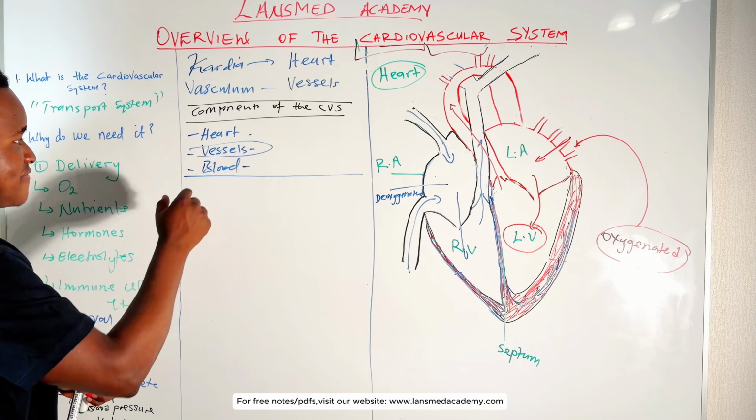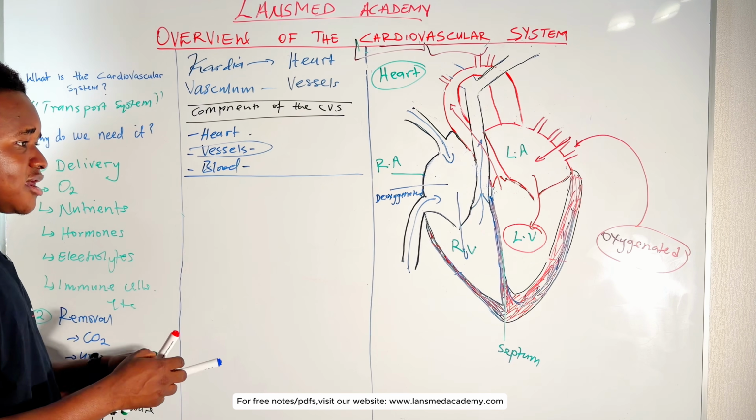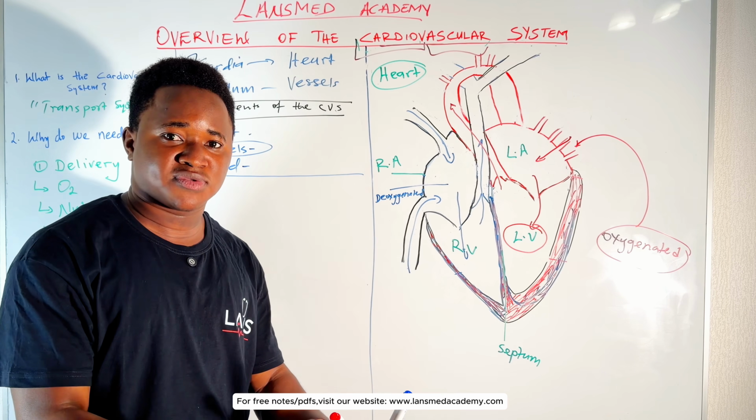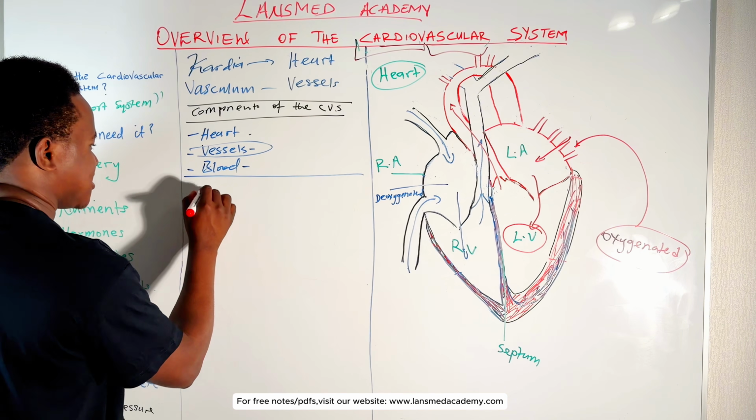Now, let's also look at the vessels quickly. So in the cardiovascular system, we have three types or kinds of vessels. One, we have the artery.